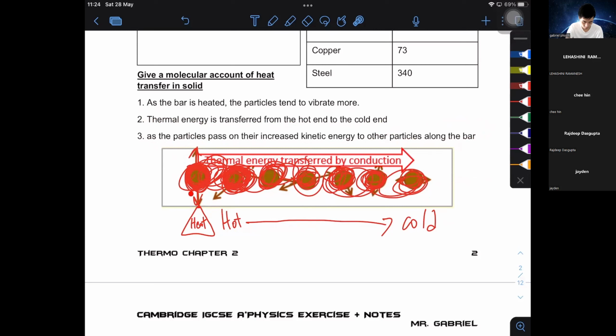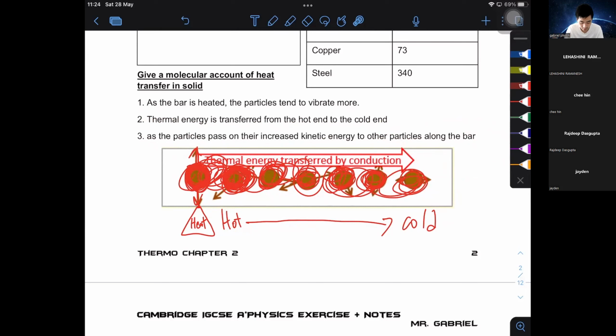So essentially, you provide energy, vibrate, pass on energy, vibrate, pass on energy, and so on and so on. This keeps occurring until all the way the hot end reaches the cold end, and eventually the cold end becomes hot as well. This is how conduction occurs, guys.